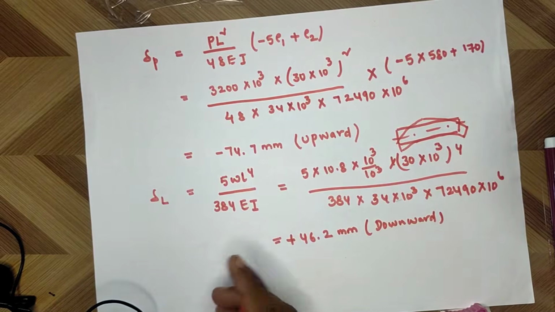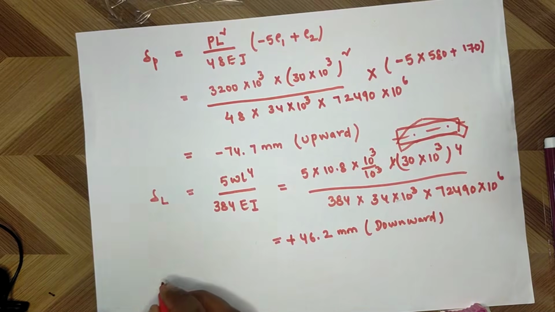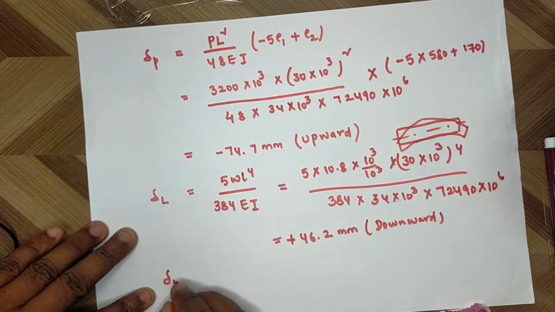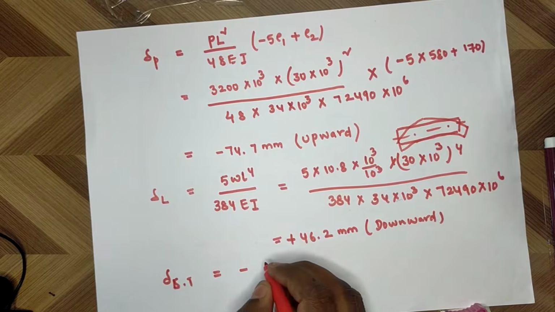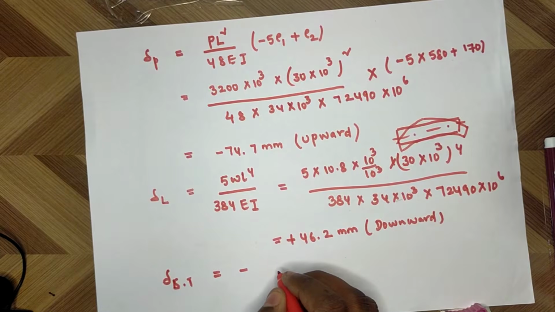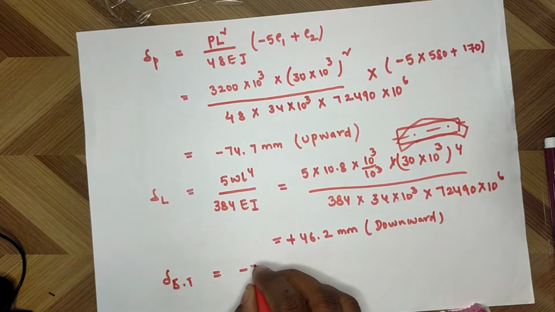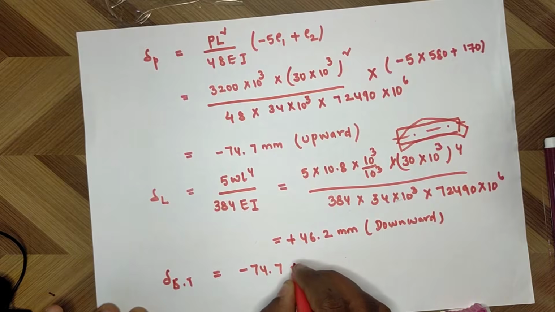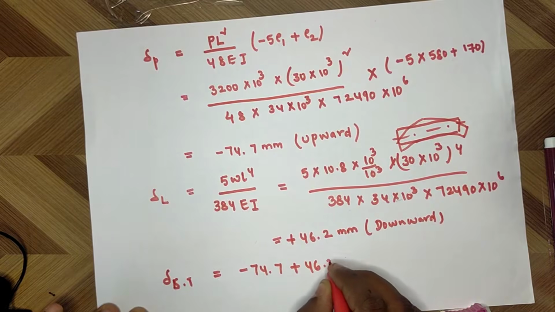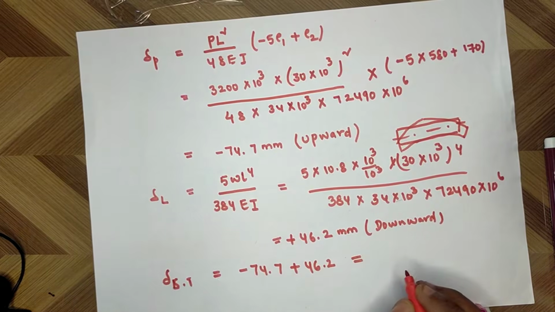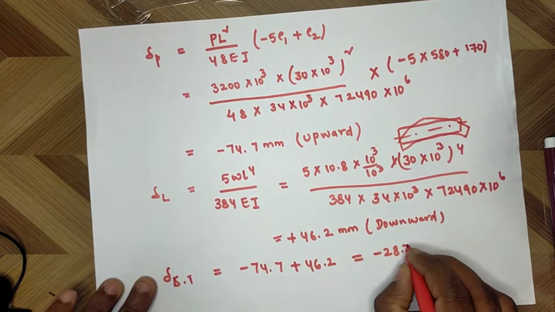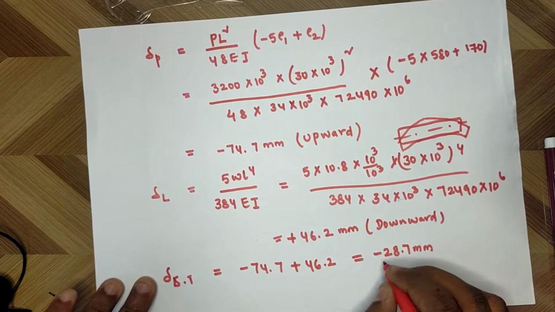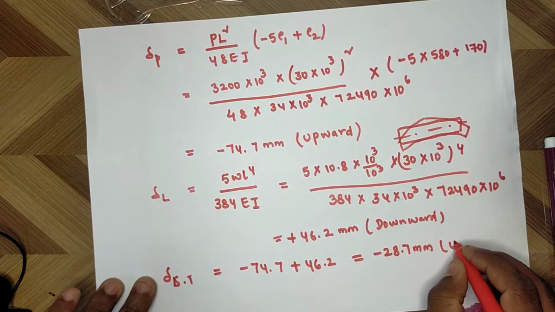Right? Now we need to sum both. Total short term deflection is equal to minus 74.7 plus 46.2, that is equal to minus 28.7 mm. Minus means upward.